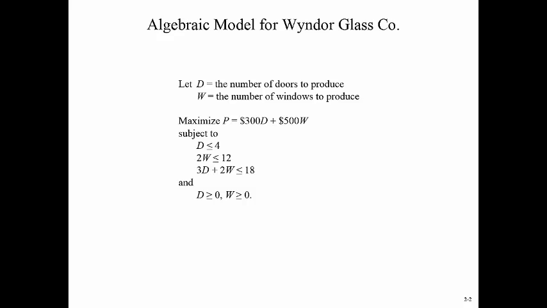So in this case we're trying to maximize profit, which is P, and P is equal to this now linear function of $300 times D plus $500 times W. So that's what we call the objective function in this algebraic representation. Then you're subject to constraints, which in this case are the hourly maximums at each of the 3 plants. So plant 1, plant 2, and plant 3.